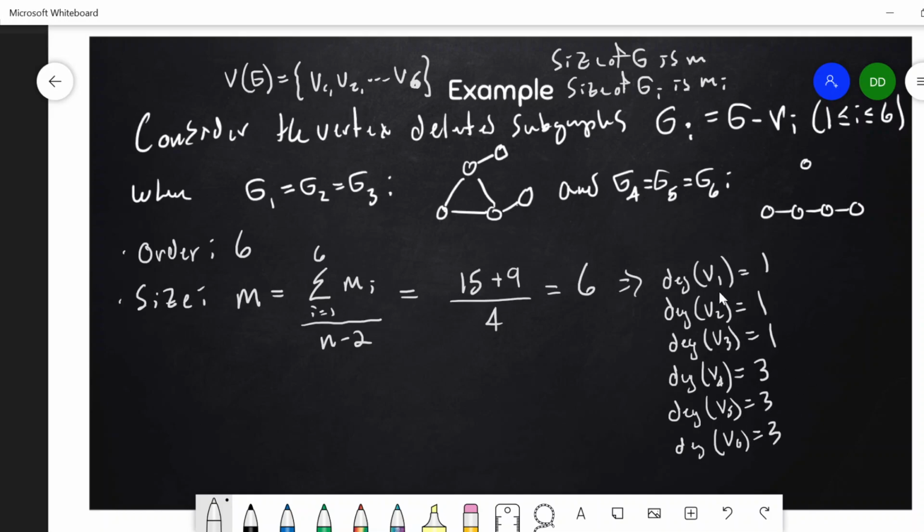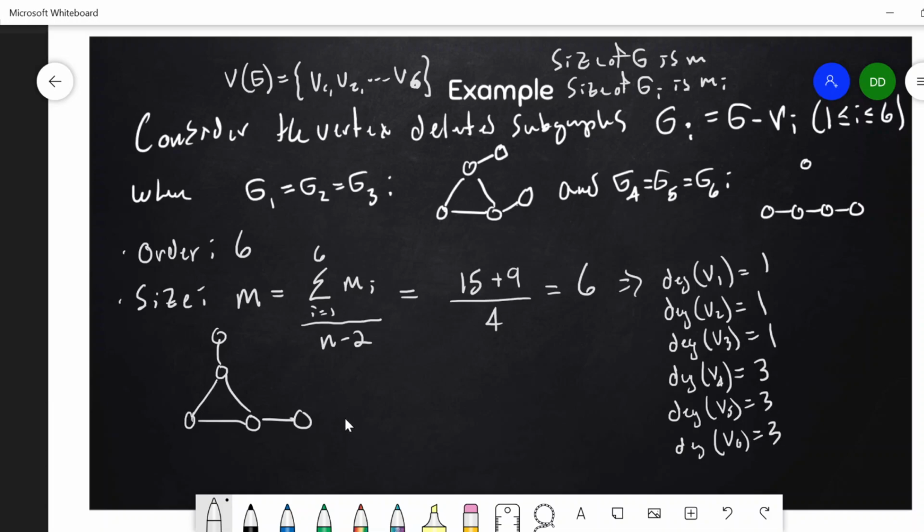From here, we can start doing some trial and error investigation on what G might be. Looking at these vertices of degree 1, how can I put a vertex of degree 1 in here? So I'll take that graph. I want to add in V1 into this.